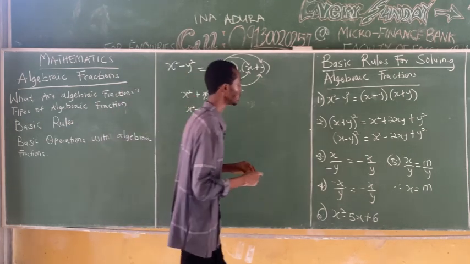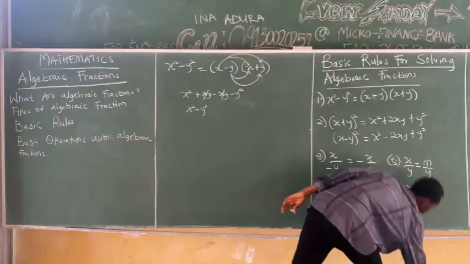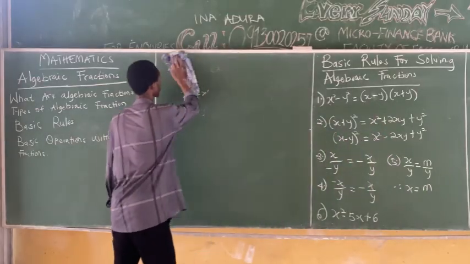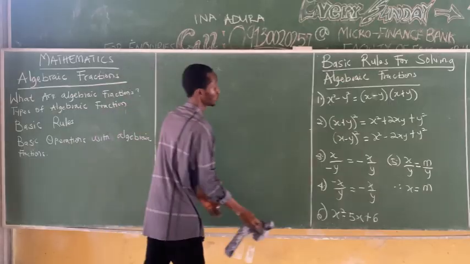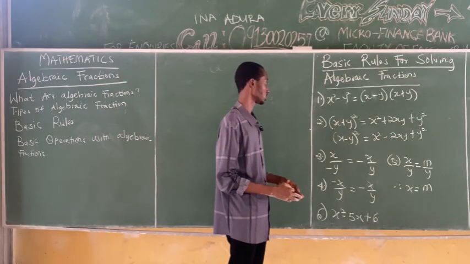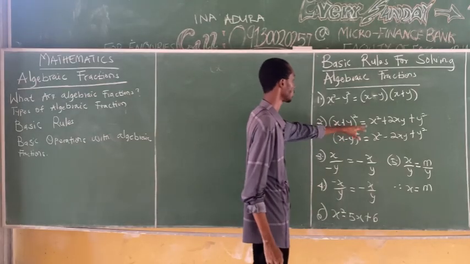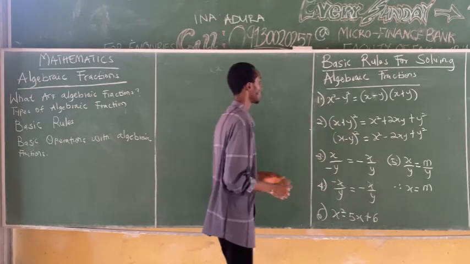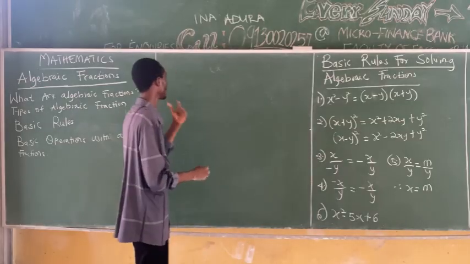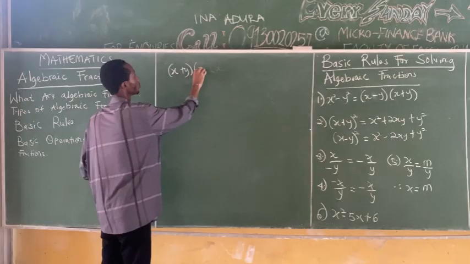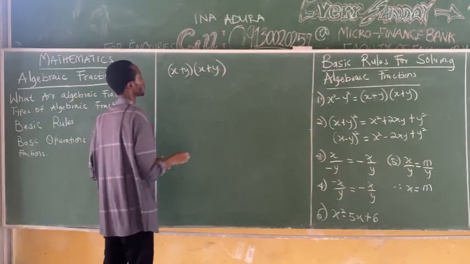The second one, which is x plus y squared. Yes, this talks about the perfect squares. Here you have x plus y all raised to power 2. Now this is the same thing as x plus y multiplying itself twice. You have x plus y into x plus y.